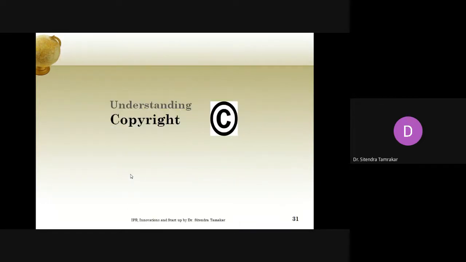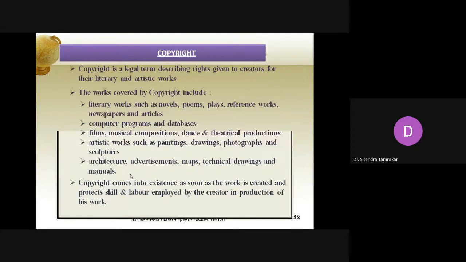Copyright is very popular now. So what is a copyright? Copyright is a legal term describing rights given to the creator for their literary and artistic works, and the work covered by copyright includes novels, poems, plays, reference works, newspapers, articles, computer programs and databases, films, musical compositions, dance, or any other things. Copyrights come into existence as soon as the work is created, through the process, skill and labor employed by the creator in the production of his work.